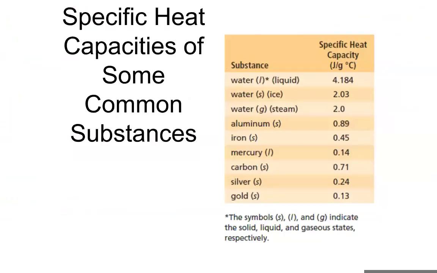Here's a table of specific heat capacities, and as I mentioned before, as you can see here, ice is actually 2.03 and gas or steam is 2. Here we have aluminum 0.89, silver, and so forth. So these again are specific heat capacities that you may have to look up in a table to do some problems.